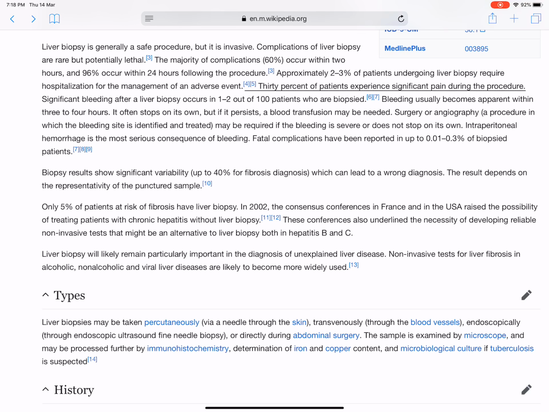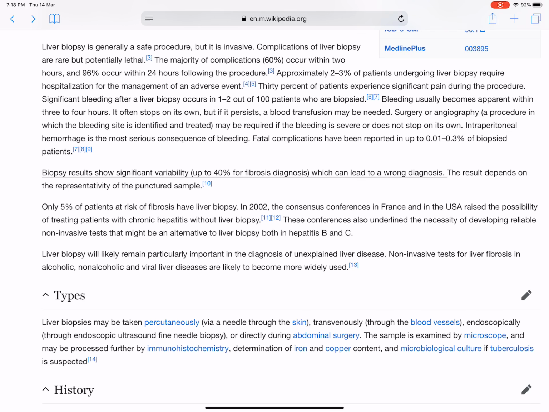30% of patients experience significant pain during the procedure. Significant bleeding after liver biopsy occurs in out of 100 patients who are biopsied. Bleeding usually becomes apparent within 3 to 4 hours. It often stops on its own, but if it persists, a blood transfusion may be needed. Surgery or angiography, a procedure in which the bleeding site is identified and treated, may be required if the bleeding is severe or does not stop on its own. Intraperitoneal hemorrhage is the most serious consequence of bleeding. Fatal complications have been reported in up to 0.01–3% of biopsied patients.